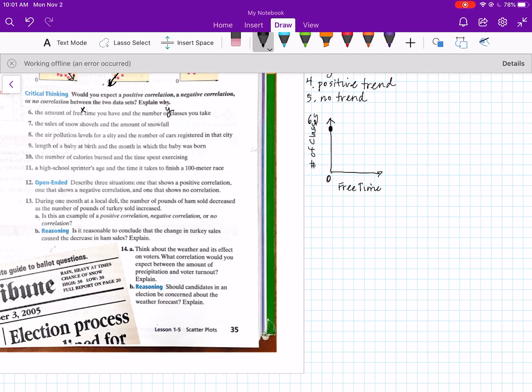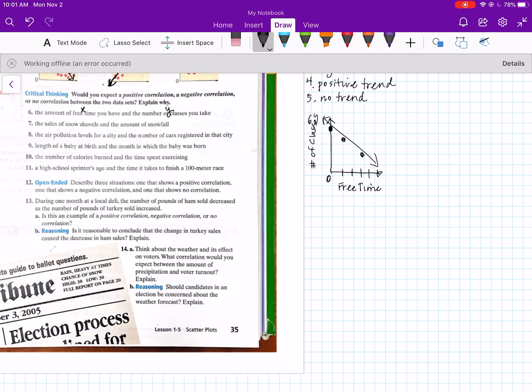Well, what if you have like 1 to 2 hours of free time somewhere in here? Do you think you're taking as many classes? Probably not. You've got some time on your hands. What if you've got 5, 6, 7 hours of free time? Do you think you have as many classes? Probably not. And of course, we're just doing a general assumption. We're not talking about outliers here. We're just talking about what is the typical type of thing you would see. And as you can see, I have a negative trend going on.